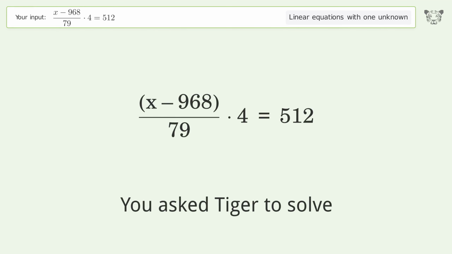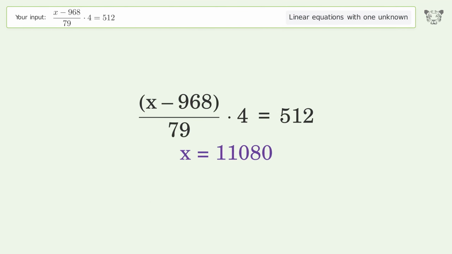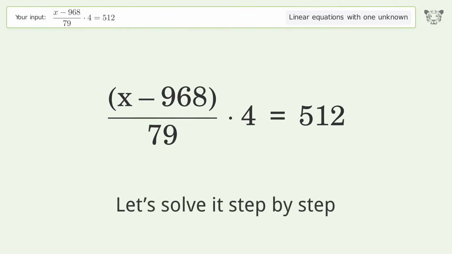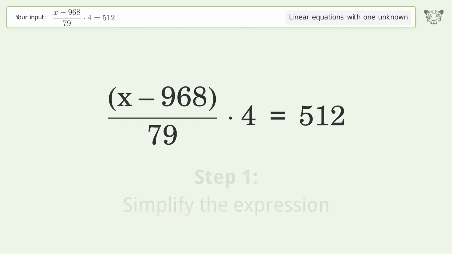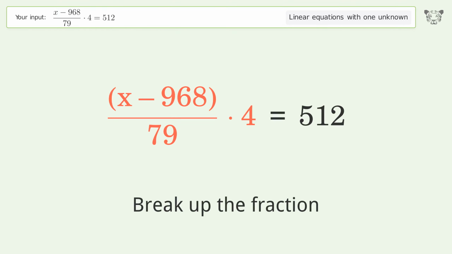You ask Tiger to solve. This deals with linear equations with one unknown. The final result is x equals 11,080. Let's solve it step by step. Simplify the expression. Break up the fraction.